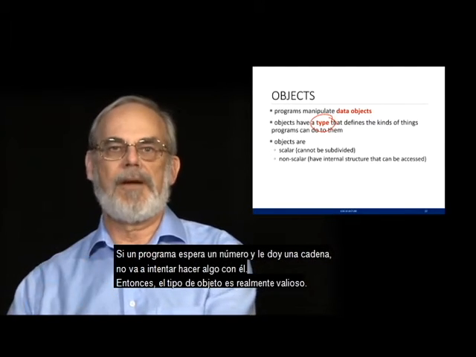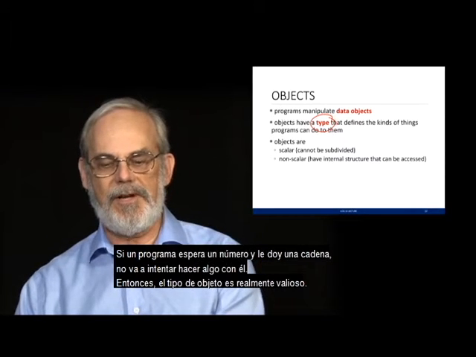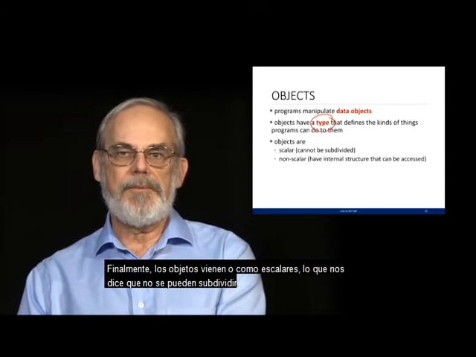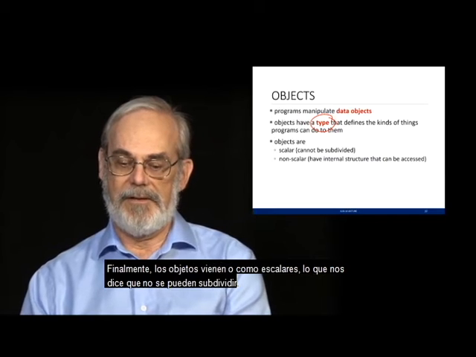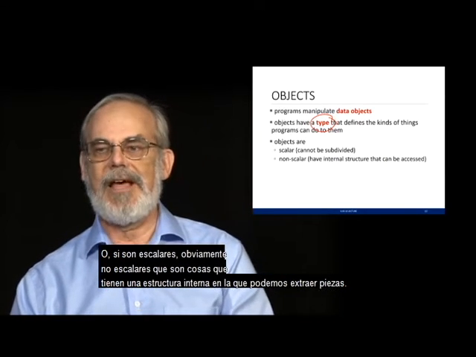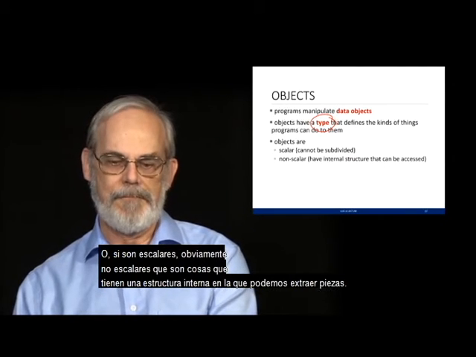And more importantly, that type is really important, that type tells programs whether they can act on it or not. If a program is expecting a number and I give it a string, it's not going to try and do something with it. So the type of the object is really valuable. Finally, objects come either as scalars, which says they can't be subdivided, or, obviously, non-scalars, which are things that have internal structure into which we can pull out parts.